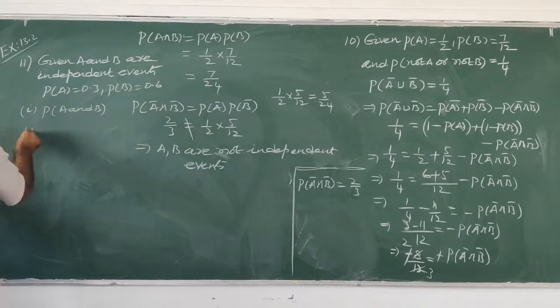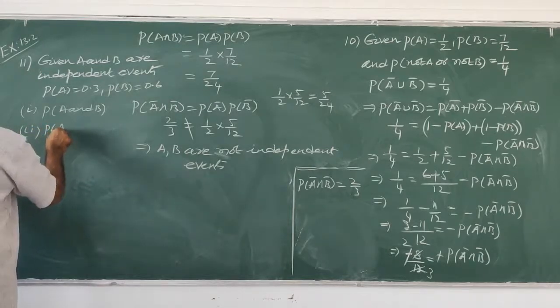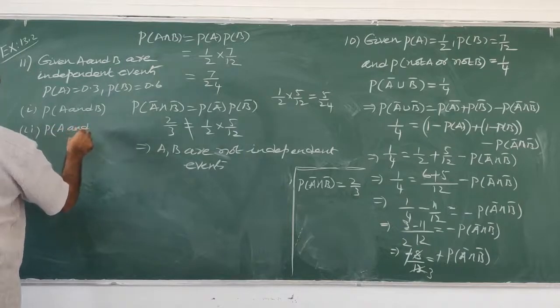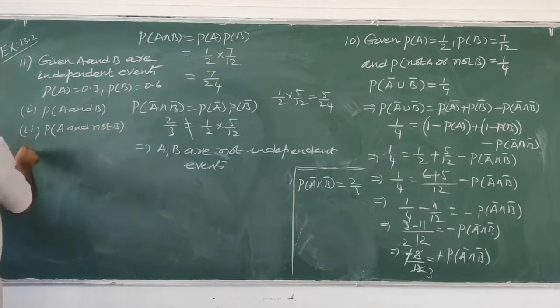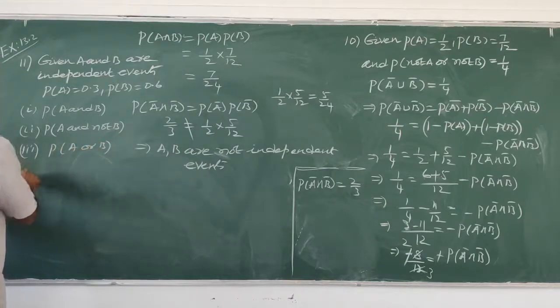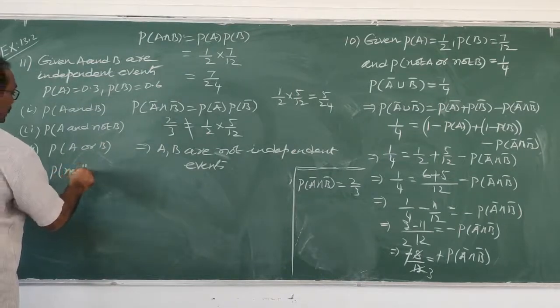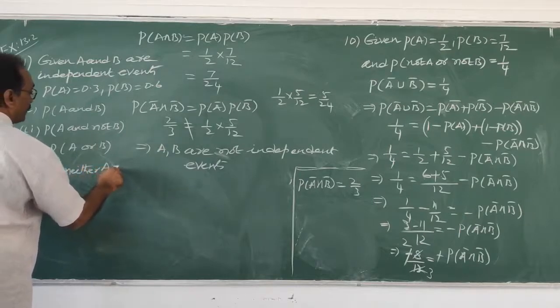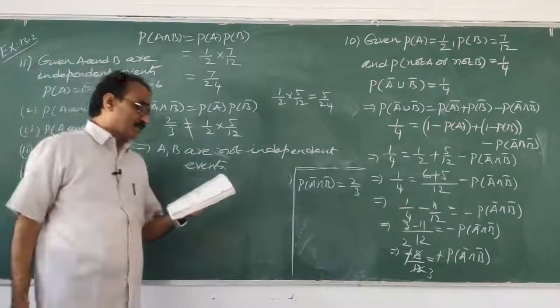Second bit, P of A and not B, P of A not B. Third bit, P of A or B. A or B means A union B. Fourth bit, P of neither A nor B. P of neither A nor B. Please do this one problem as homework. Okay, now we'll discuss.